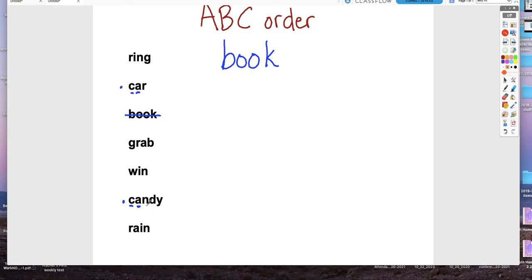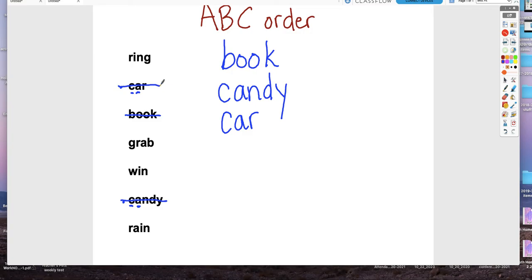Jake, you want to give it a try? Candy. Fantastic, Jake. Candy, because N comes before R in our alphabet, candy would be next in our list of alphabetical words. So I can put a line through candy, and now I know I can write the word car. So candy would come before car.